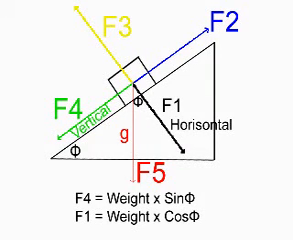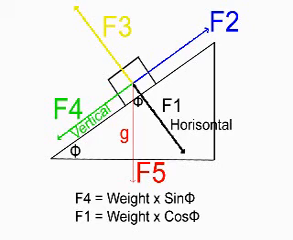Objects on an incline have the following components. F3 is the force of the surface on the object. F1 is the force of the object on the surface. F4 is the force that tends to make the object slide off the surface. F2 is friction, and F5 is weight.